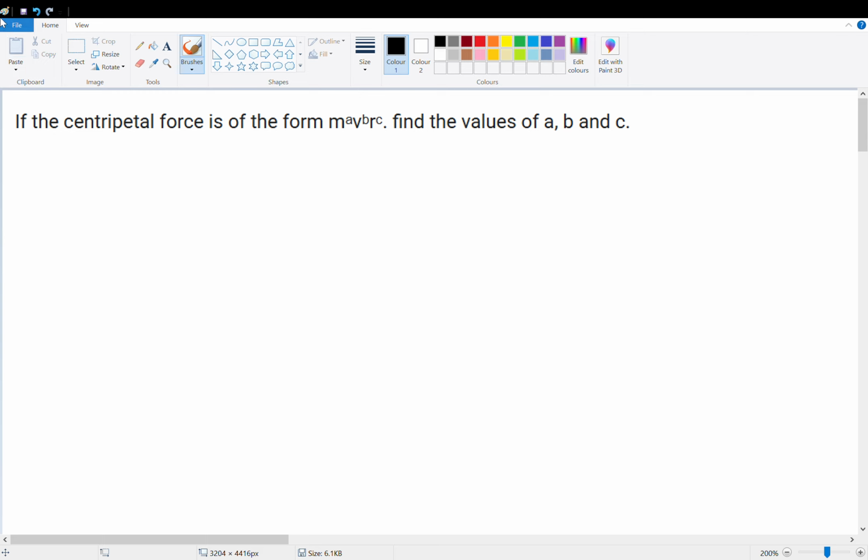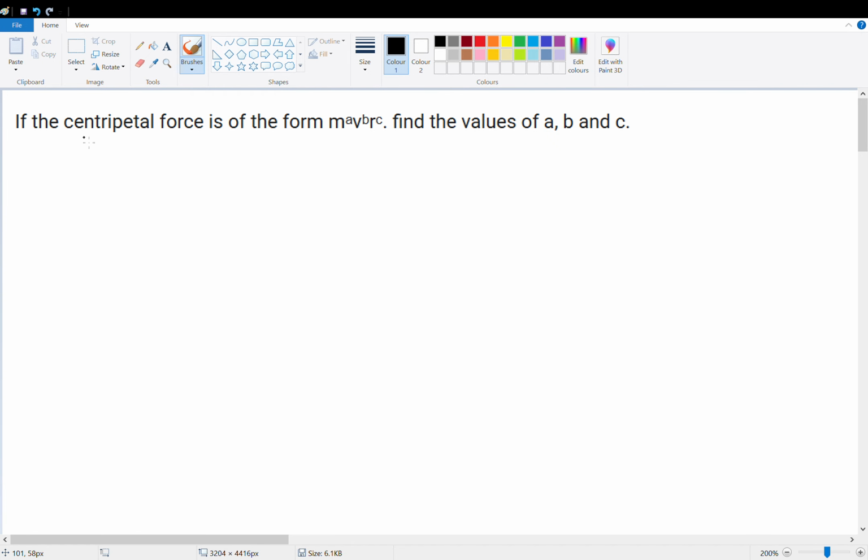Hello everyone, this is Bhadraiwala and today I will be doing a question from Physics chapter 1, Units and Measurement, from class 11. I thought this question was very interesting, so I'm doing it today. So let's read the question.